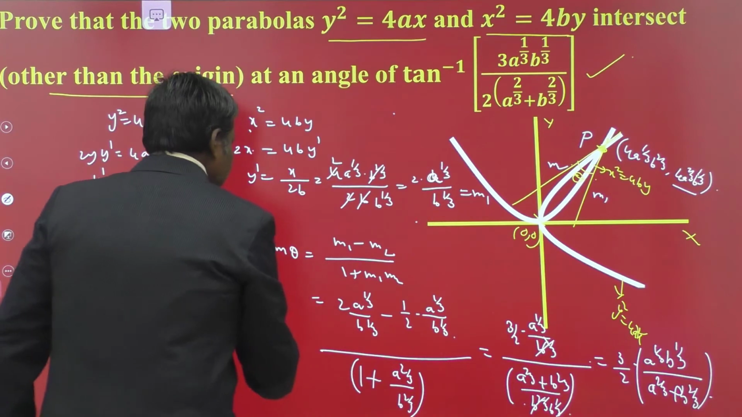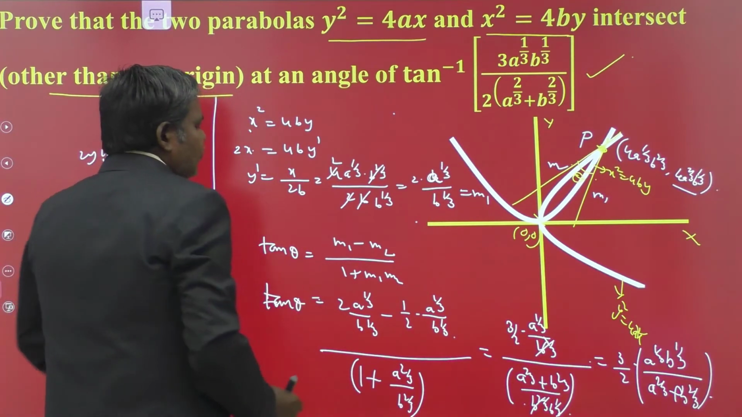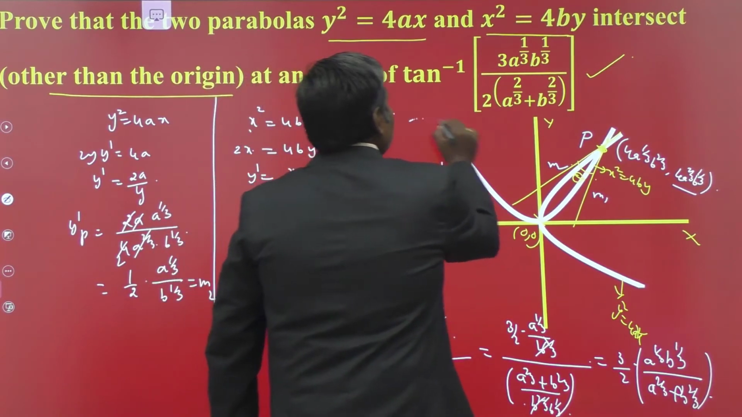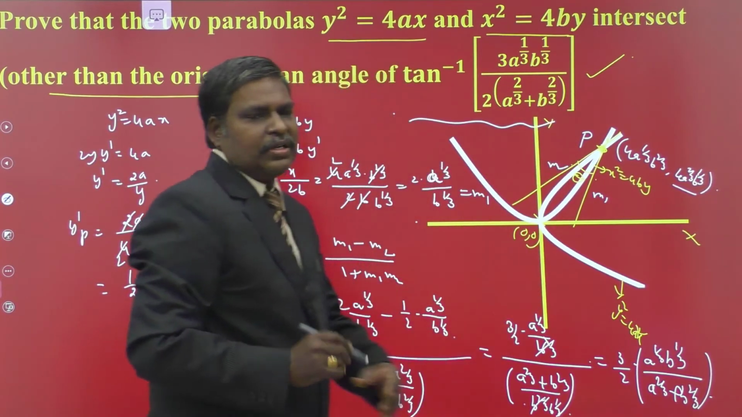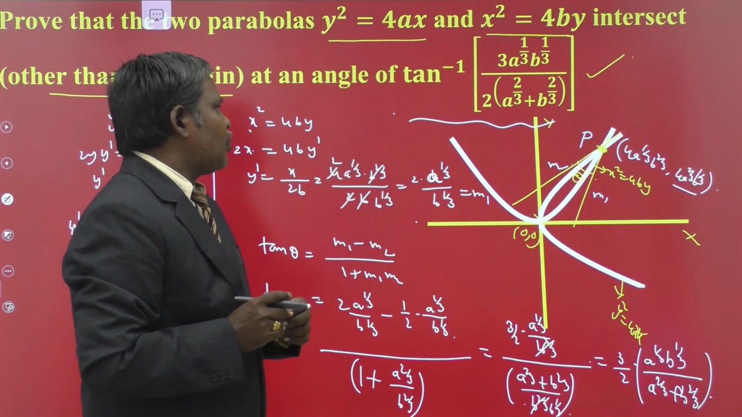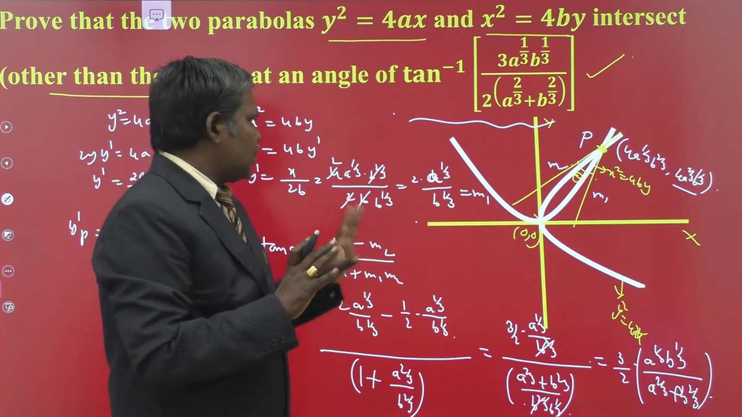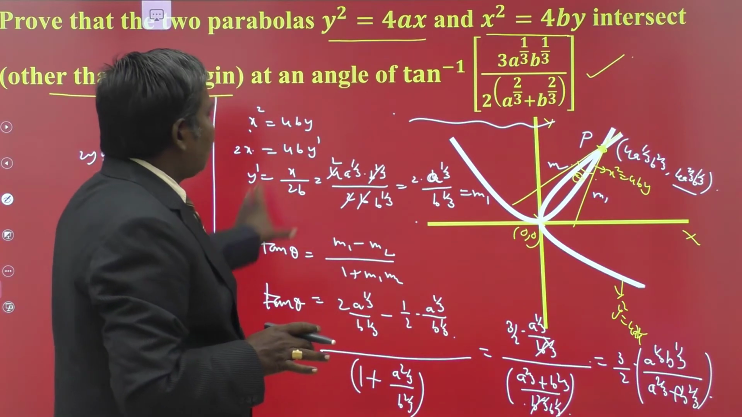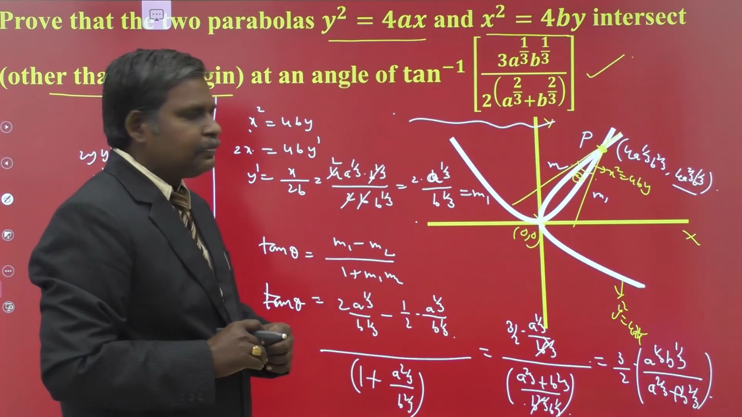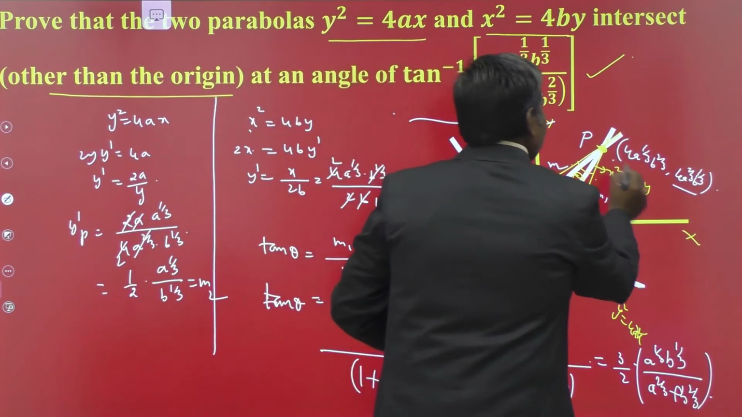Tan theta. This is nothing but your tan theta. You can obtain theta equals tan inverse of this much. So your theta is equal to tan inverse of 3 times a power 1 by 3 b power 1 by 3 by 2 times a power 2 by 3 plus b power 2 by 3. There is nothing in this problem, only due to the calculation you have some time. So just to find their point of intersection. This is the first part.